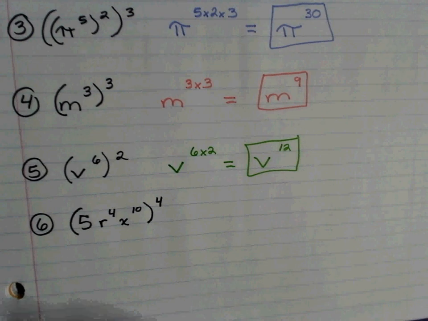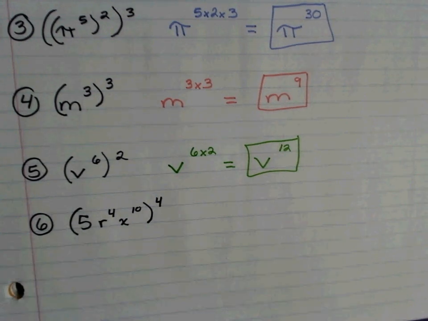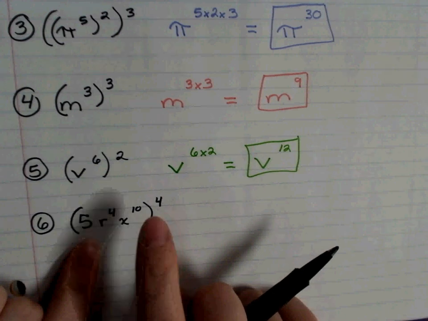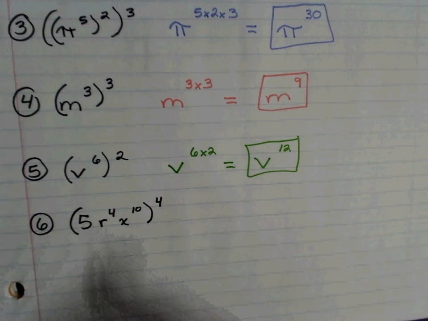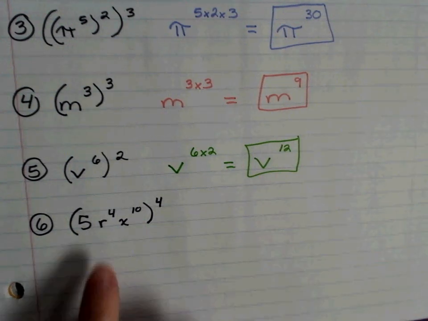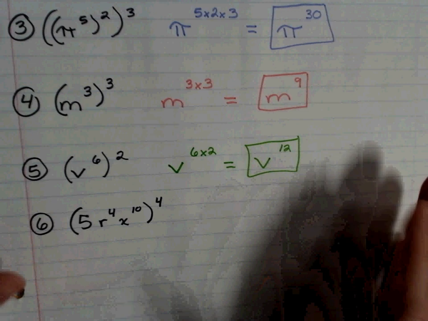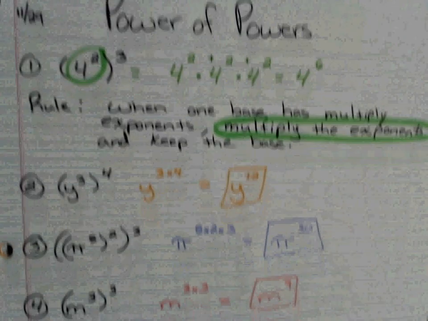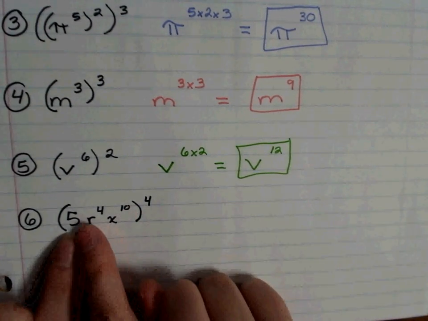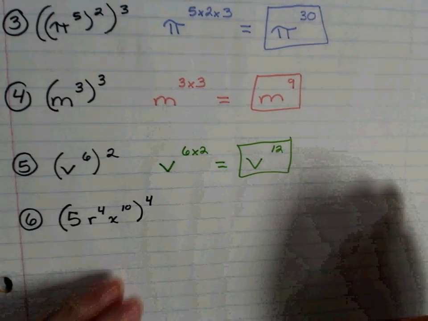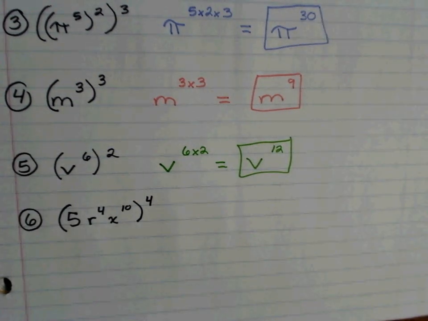So for a problem like this, where you have more than one base inside the parentheses, and you have the exponent outside the parentheses, then what you're actually doing is, you've got this product, and like I showed you before, whatever was in the parentheses, it's repetitive multiplication. It's the same thing for down here. This means it's 5r to the 4th x to the 10th times 5r to the 4th x to the 10th times 5r to the 4th x to the 10th times 5r to the 4th x to the 10th.